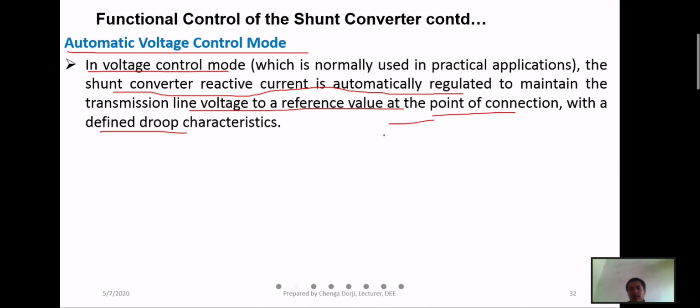Droop means, as the line is loaded, the voltage drops a little bit from the ideal value. So this is called droop. If you see the characteristics of a DC generator and an AC generator, there is drooping because of the drop or losses. So this is what droop characteristics are. It is drooping down.